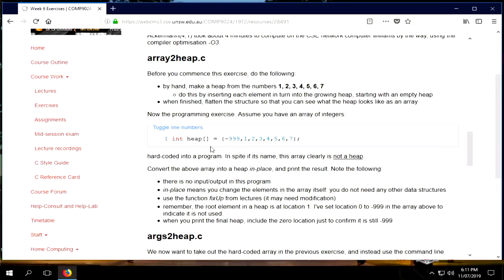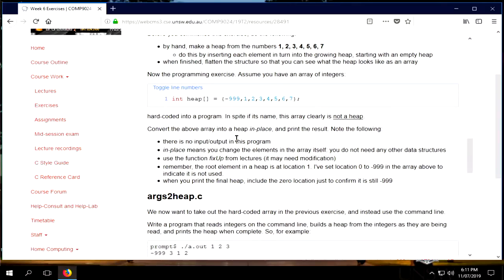Okay, so the idea here is, given that array, convert it into a heap by calling fix up. It's not hard. In fact, it's quite simple. You've just got to get the programming right, the looping and things.